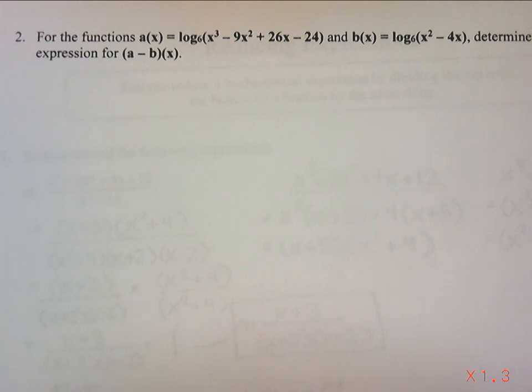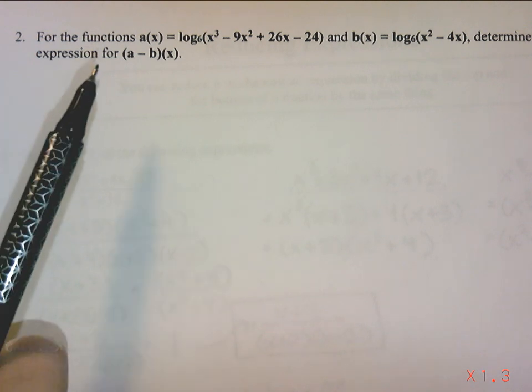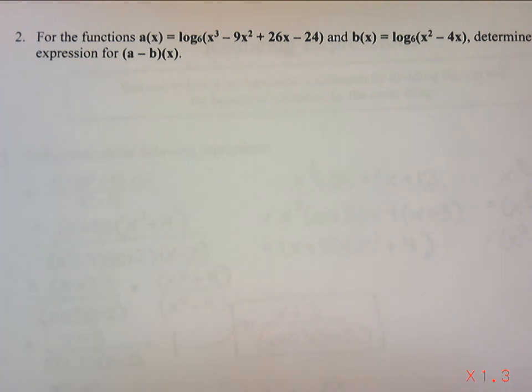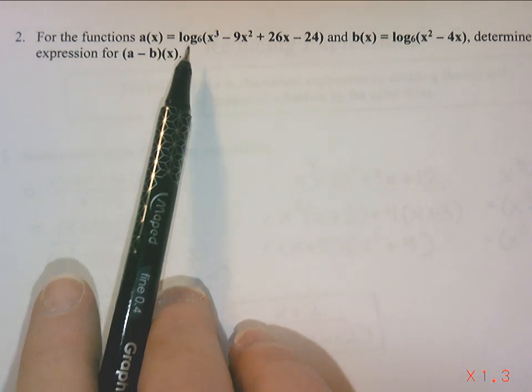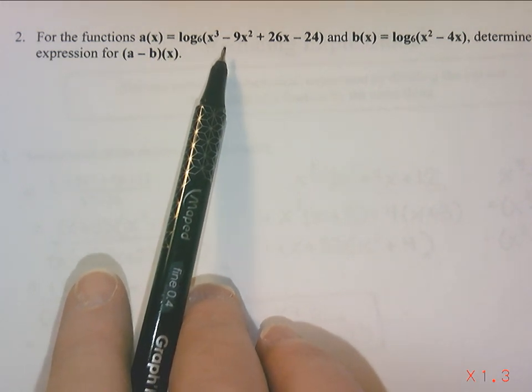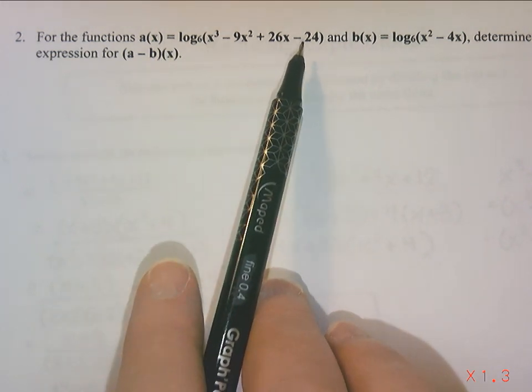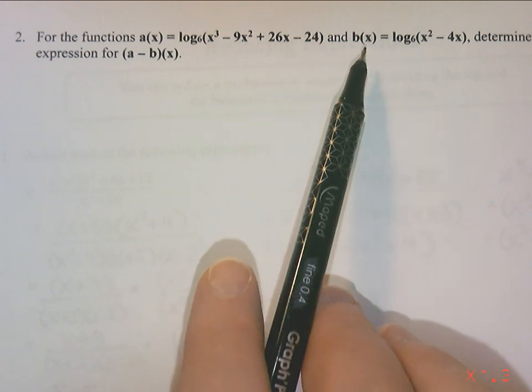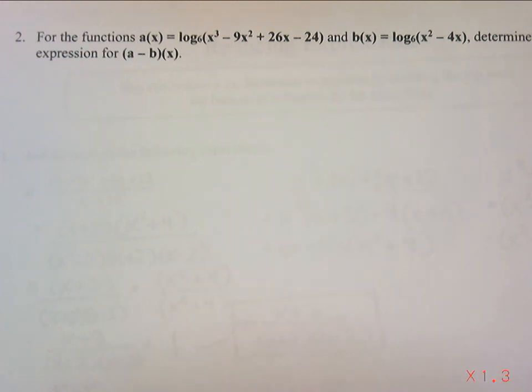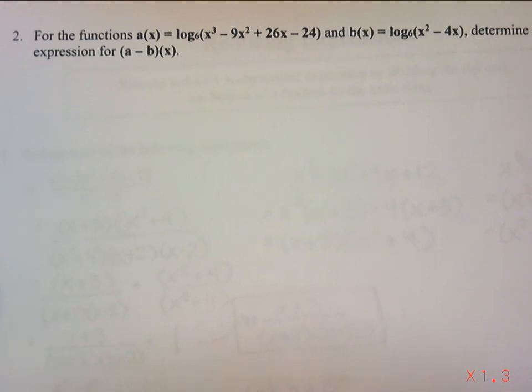Right, in this video, we are continuing to talk about reducing expressions, and we have one last question to try. It says, for the functions a of x, which is log base 6 of x cubed minus 9x squared plus 26x minus 24, and b of x, which is log base 6 of x squared minus 4x, determine a reduced expression for a take away b of x. So, I'm going to start with a take away b of x. That means a of x take away b of x.